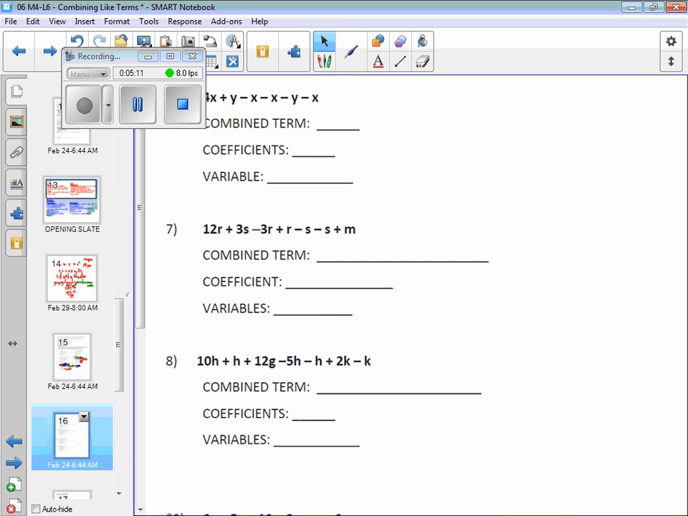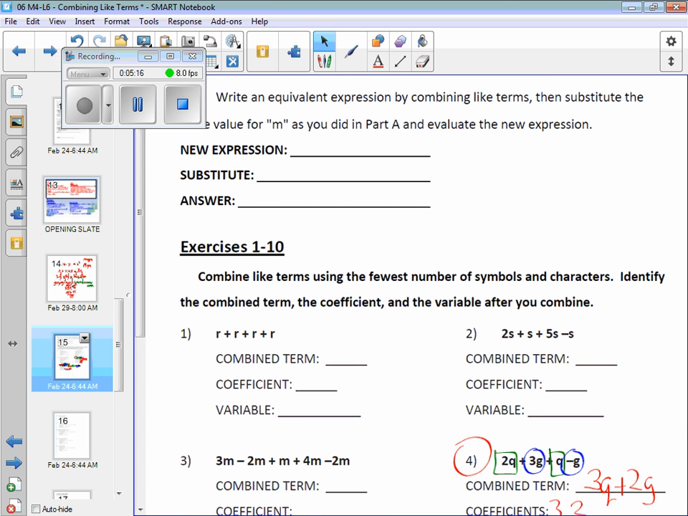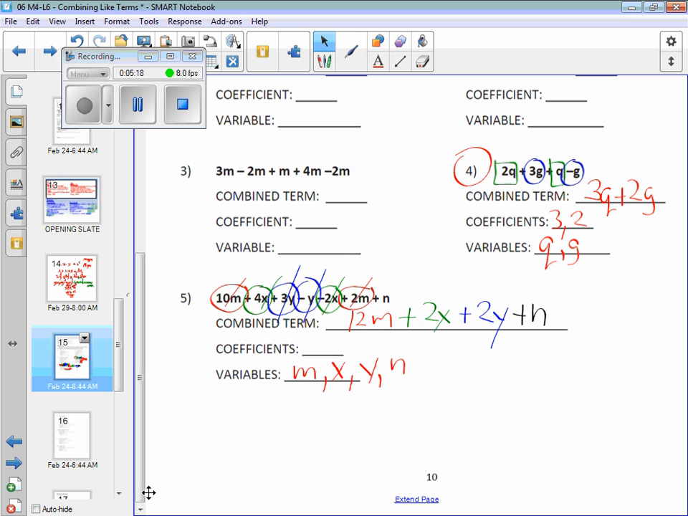Oh, I didn't do the coefficients yet. I'll do it now. Okay. 12, 2, 2, and 1. You see where that 1's coming from? Still want to include it.